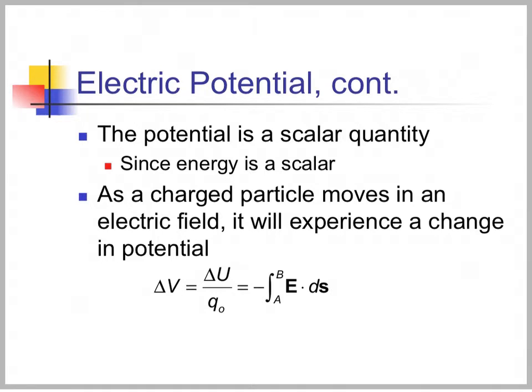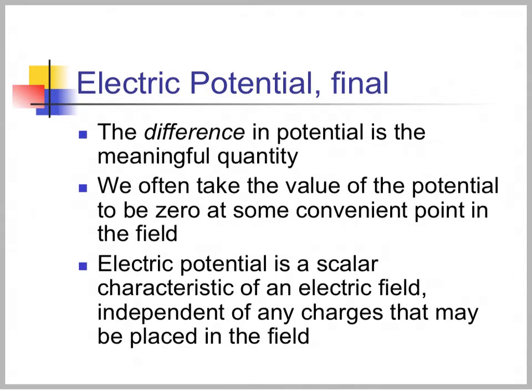Now, potential is a scalar quantity since energy is scalar. So as a charged particle moves in an electric field, it will experience a change in potential. And that change in potential, which is the change in potential energy over Q, is just minus the integral of E dot ds. The difference in potential is the meaningful quantity. We often take the value of the potential to be zero at some convenient point in the field. Electric potential is a scalar characteristic of an electric field, independent of any charges that may be placed in the field.